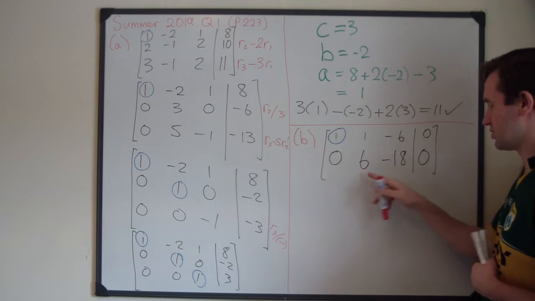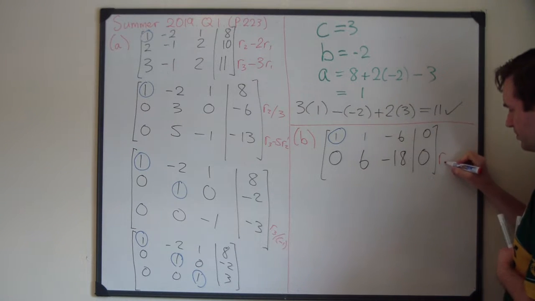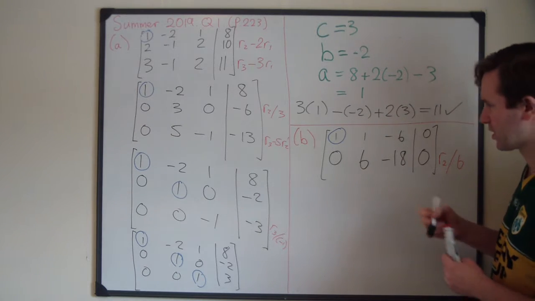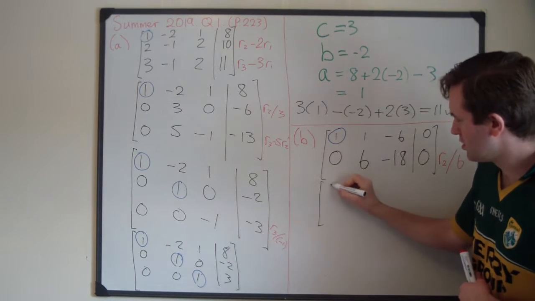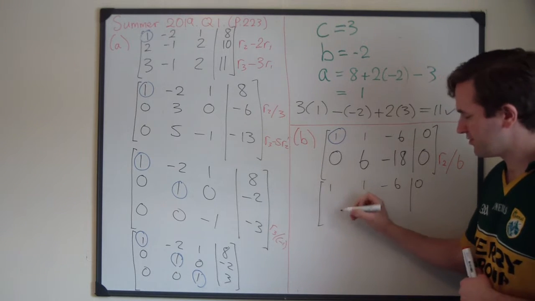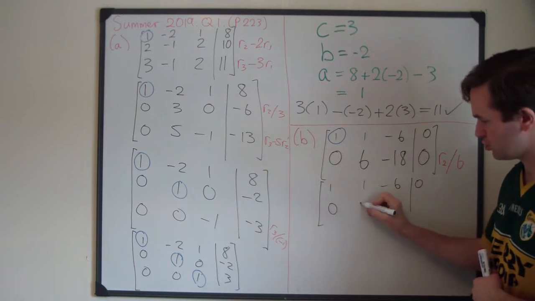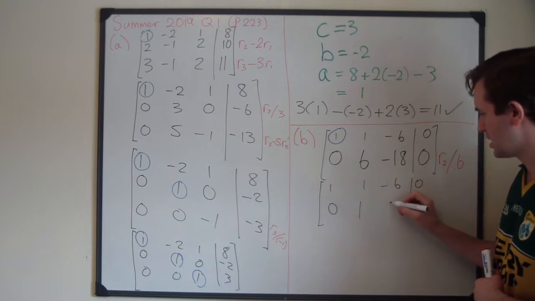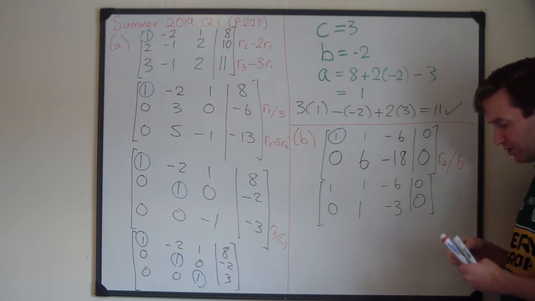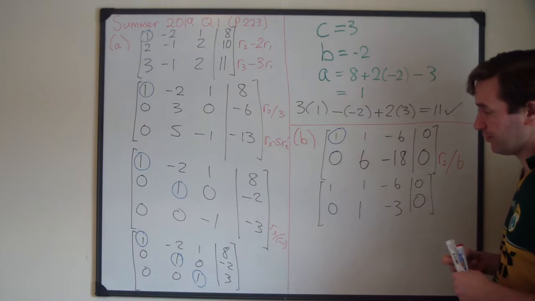What we want to do next is turn this 6 into a 1. You do that by dividing by 6. So we're going to send row 2 to row 2 divided by 6. So we get 0, 1, minus 3, 0: 0 divided by 6 is 0, 6 divided by 6 is 1, minus 18 divided by 6 is minus 3, and 0 divided by 6 is 0. We're now in reduced form.